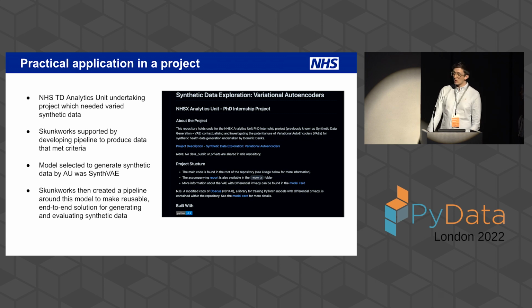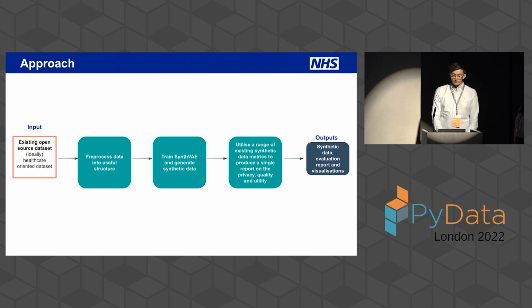We in the Skunkworks team were interested in exploring synthetic data, and an opportunity came up working with the analytics unit at the NHS. They were looking to undertake a specific project which needed a nice, varied, rich set of synthetic data. And the Skunkworks team supported them by developing a pipeline, which we're going to explain in the rest of this presentation, to produce data that met their needs. We used a synthetic data generation model called SynthVAE, which you can see the details of on the right-hand side, that was generated by the analytics unit. And we took that model and fitted it into a reusable pipeline that went end-to-end to generate and evaluate synthetic data.